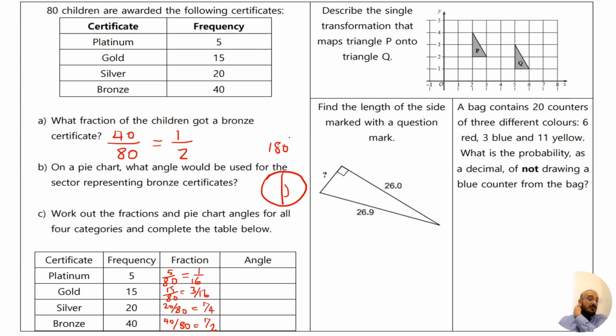So for us to be able to find out the angle, we know all around the pie chart is going to give you 360 degrees. So what we need to do is we need to times 1 out of 16 with 360. So 1 out of 16 times 360 would give me 22.5.